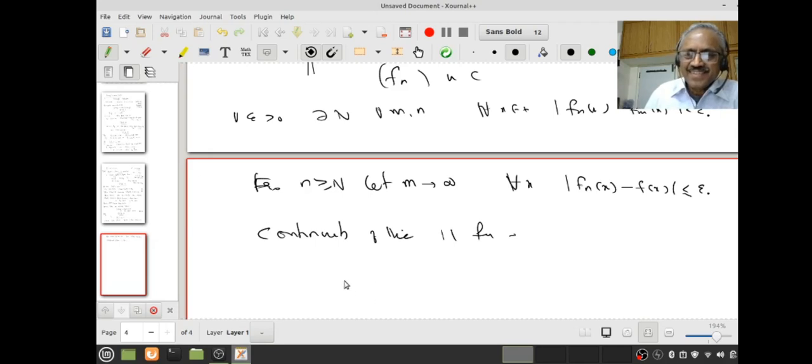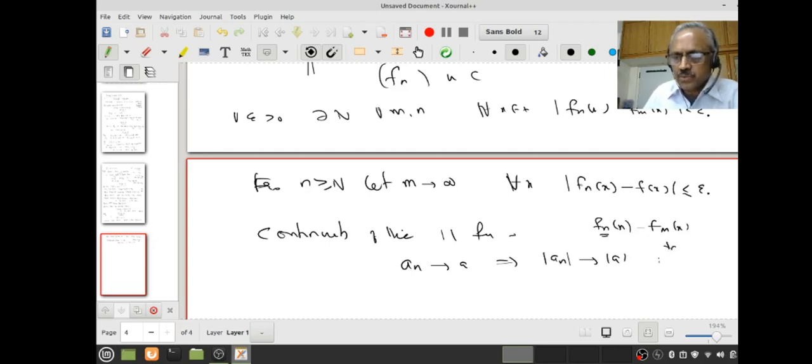You understand? If a_n converges to a, we know |a_n| converges to |a|, right? Now let's look at f_n(x) - f_m(x). I am keeping n fixed, therefore where does it go? As m goes to infinity, it goes to f_n(x) - f(x). Therefore this sequence converges to this sequence, so the absolute value of this sequence will converge to the absolute value of the limit. But each of these terms is less than epsilon, therefore the limit will be less than or equal to epsilon. So this is an absolutely correct statement.